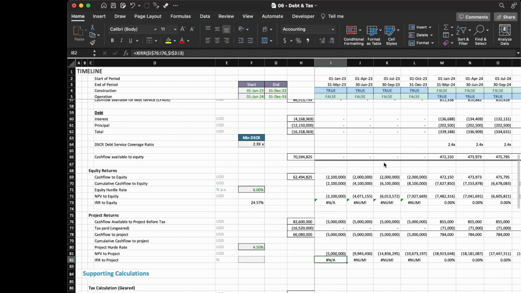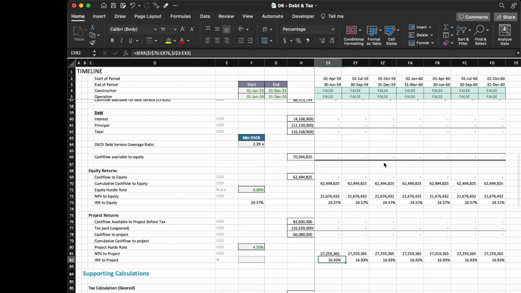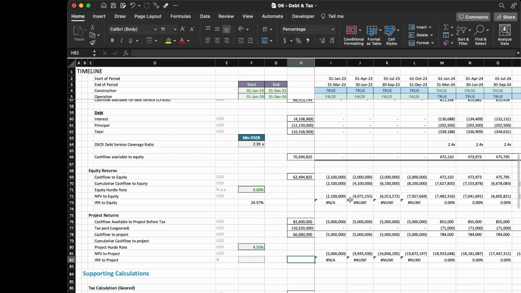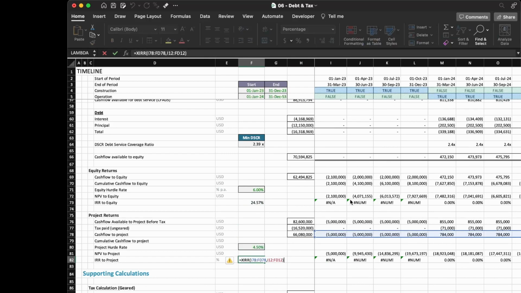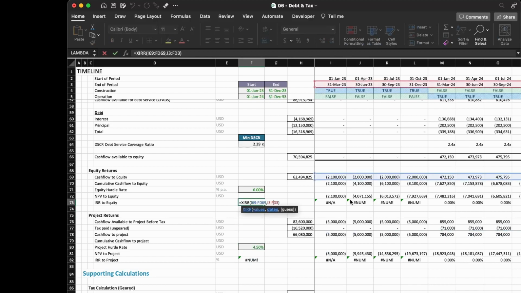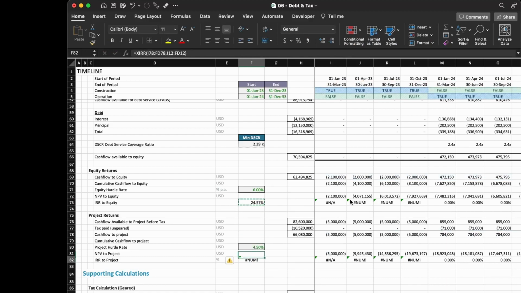And you can see that at the end of the lifetime of the project, we're going to have 16.9% against the 24.5%. So the equity IRR is much greater than the project IRR. That's the reason why you should try to leverage your projects, okay? It doesn't come for free, but still you can leverage it just to improve the equity IRR. That's the reason we're going to do it.